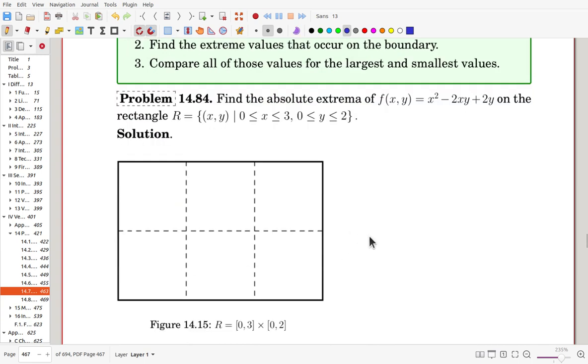Okay, let's try to find the absolute extrema of the function on the region. First we try to find the critical points and corresponding values. Start with the gradient of f. The x derivative is 2x minus 2y.